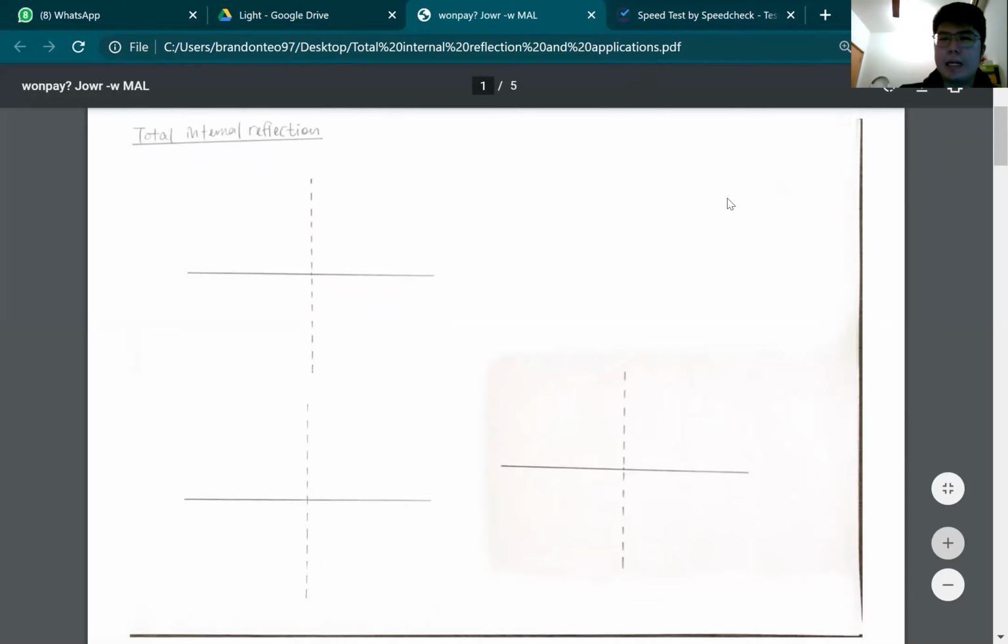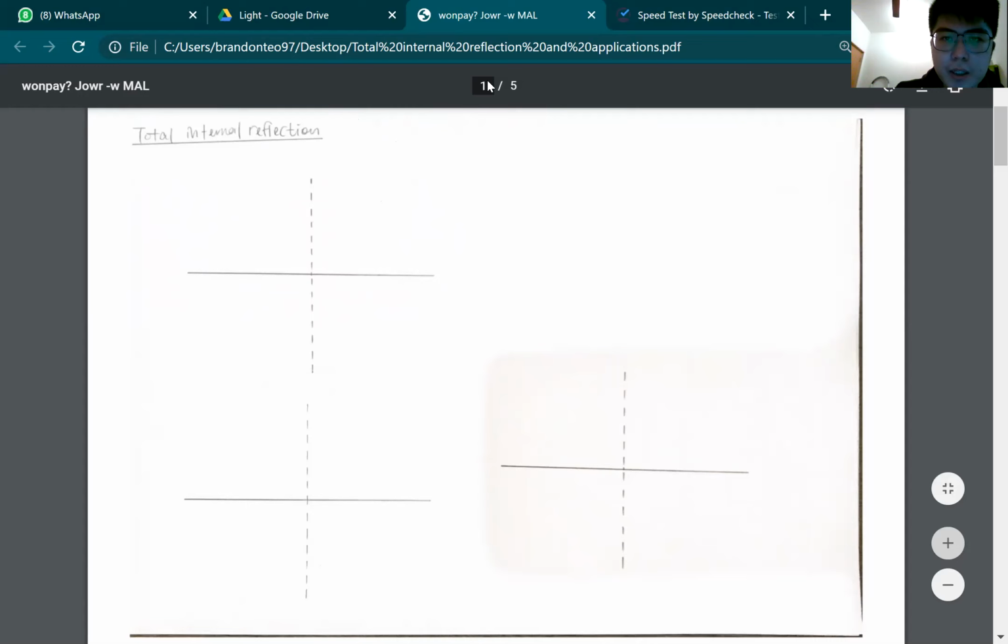Okay, so far 我们讲了 refraction of light, reflection, and also lenses, and today we'll look at this phenomenon. We call it the total internal reflection. Now, it doesn't matter if you already learned it in school or you haven't. I will try to explain it as simply as possible so that you can fully understand this concept. Now let's look at the first one.